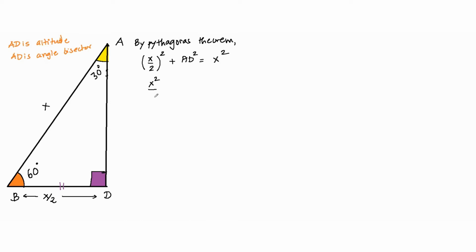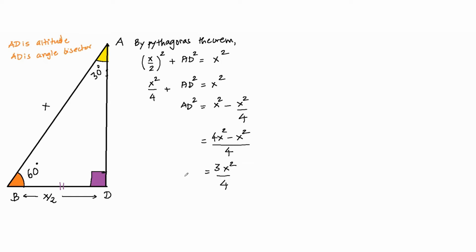And therefore x square by 4 plus AD square is equal to x square, which means AD square is equal to x square minus x square by 4. That is equal to 4x square minus x square divided by 4, which is equal to 3x square by 4. So AD square is therefore equal to 3x square by 4, which means the length AD is equal to square root of 3x square by 4.